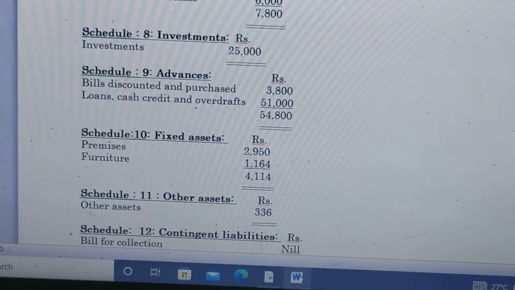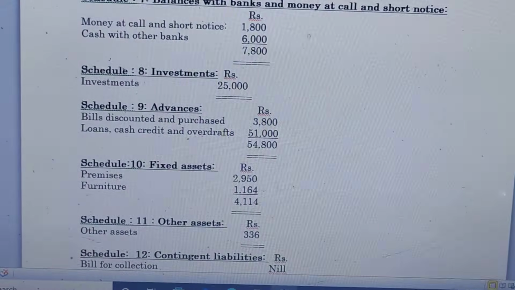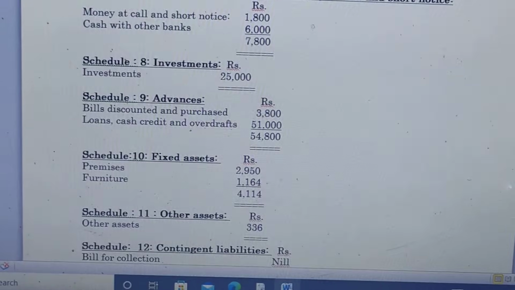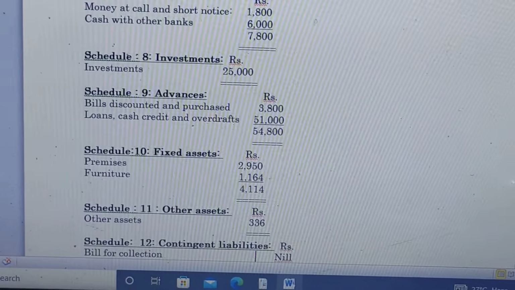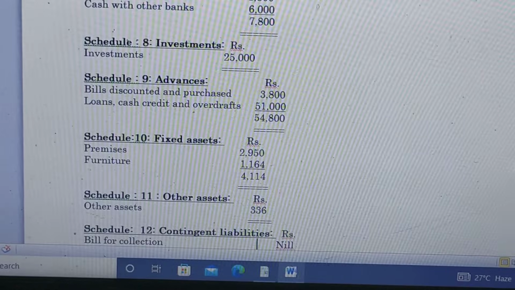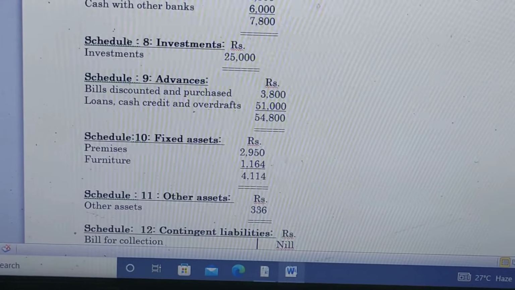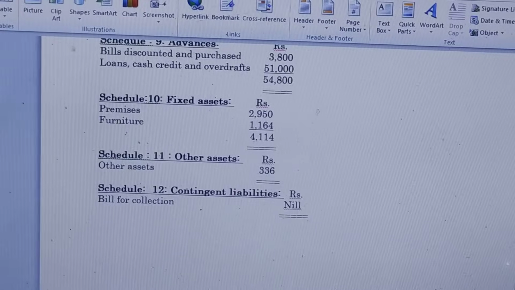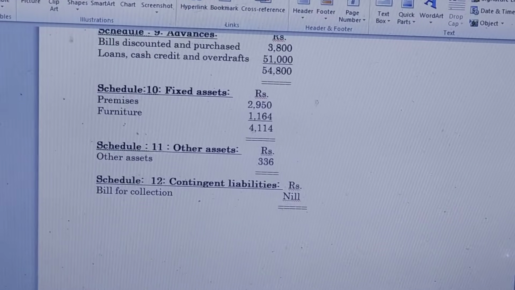We have to total this amount. So 2,950 plus 1,164, we get 4,114. That is schedule number 10 total. And schedule number 11 is other assets. The other asset amount is 336. That's all. And schedule number 12 is contingent liabilities.